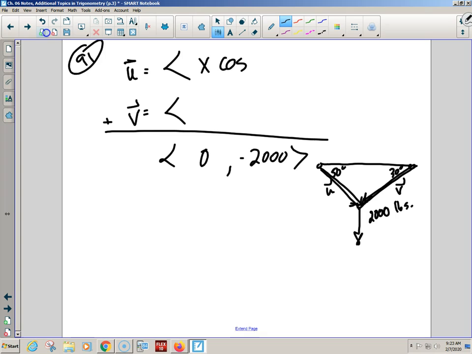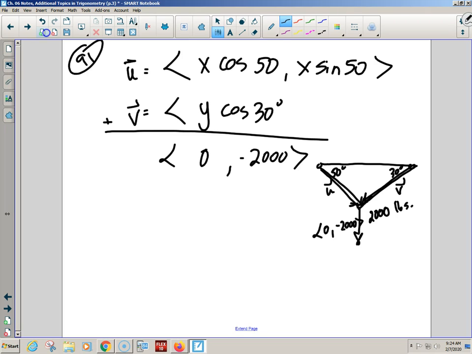So this guy technically has an overall component of 0, and then down, not up, would be negative 2,000. So he's the resultant of these two working together on the load. So I have x cosine of 50, x sine of 50. I don't need to be using capital T's for tensions, or A's and C's and B's, or magnitudes of u's or linear combinations. I can just be literally following the crane problem.